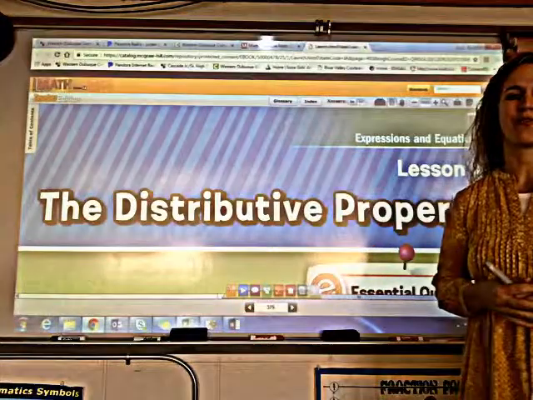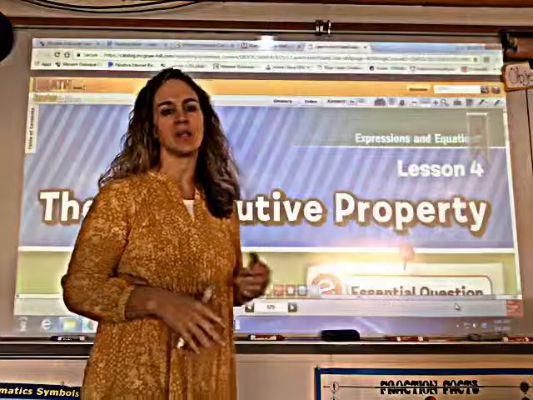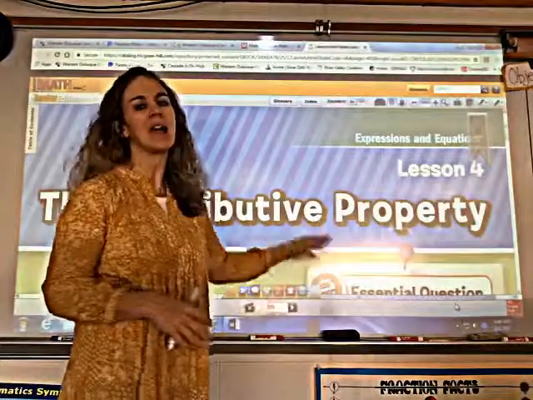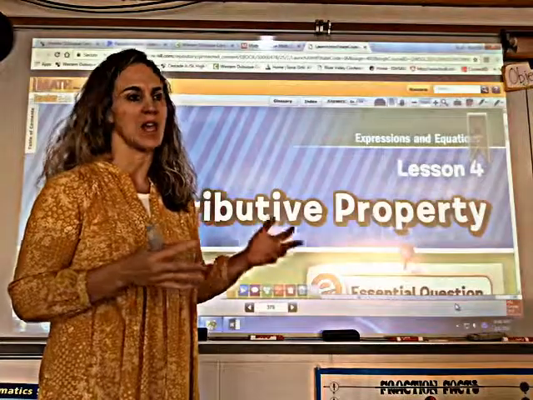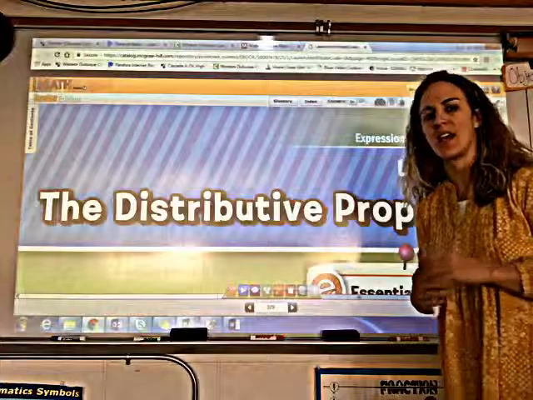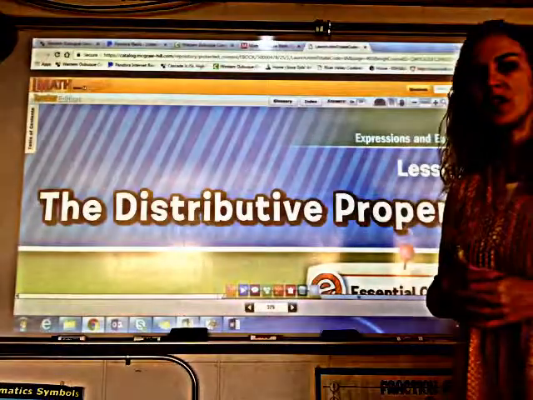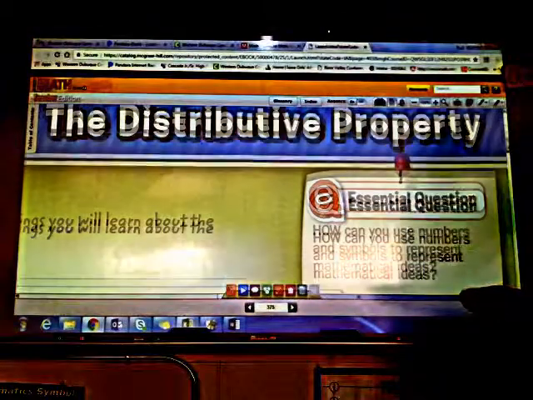Lesson 4 today of chapter 5 is going to be focusing on your distributive property. The distributive property is another property that we are going to be looking at that goes along with the properties that we had talked about yesterday in lesson 3. We're going to be using the distributive property today to rewrite some algebraic expressions in different ways to help them make a little bit more sense.